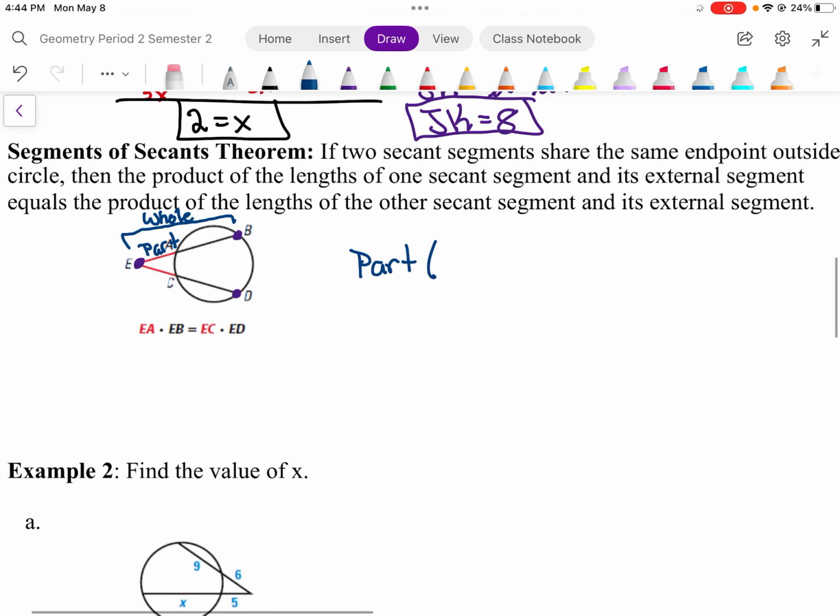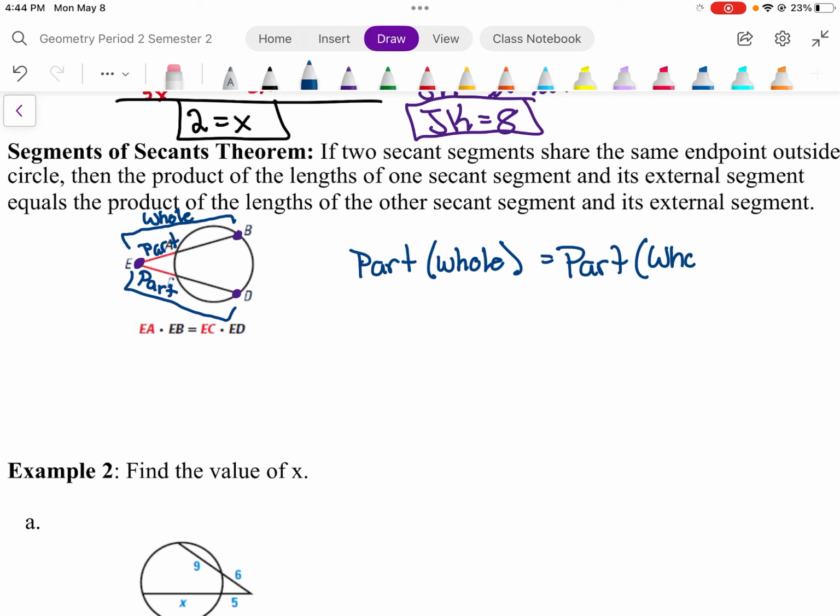And when we do that, it is going to be equal to the part on the outside of the circle on the other secant multiplied by the whole. So we're going to have part times whole equals part times whole.